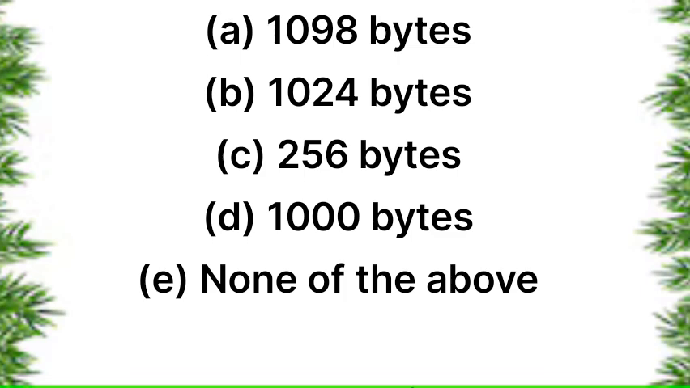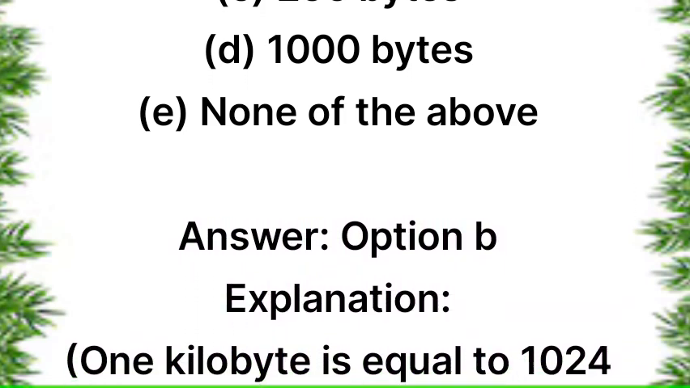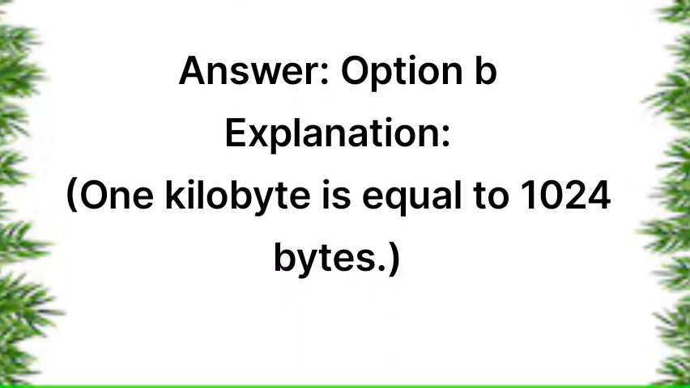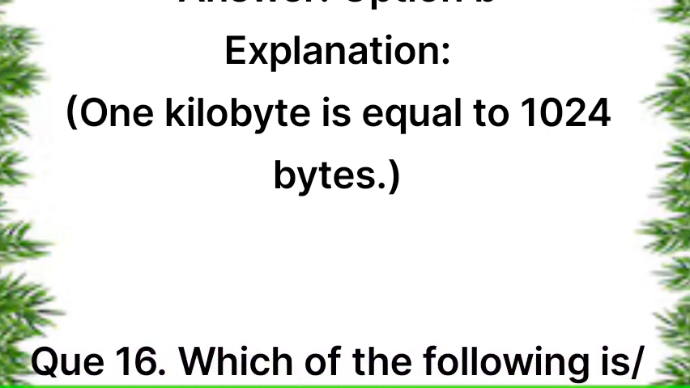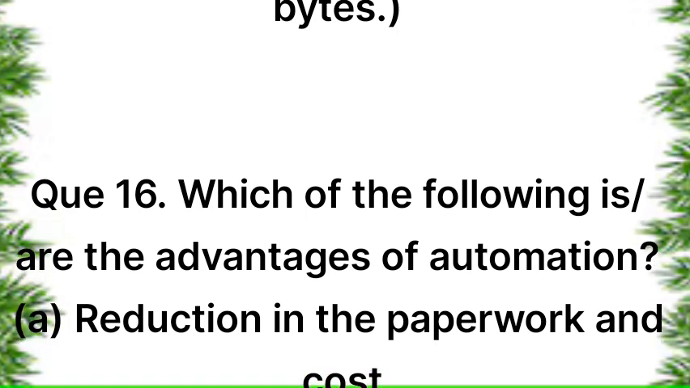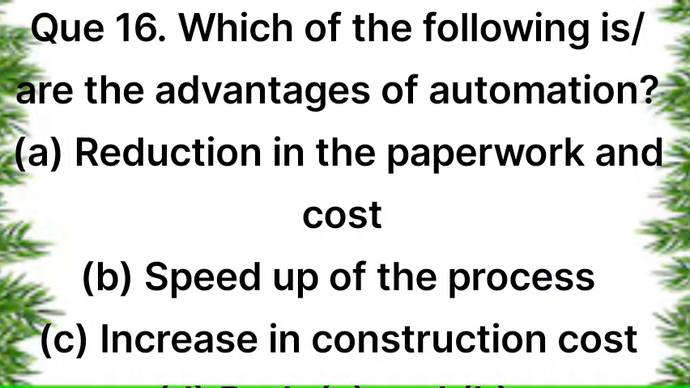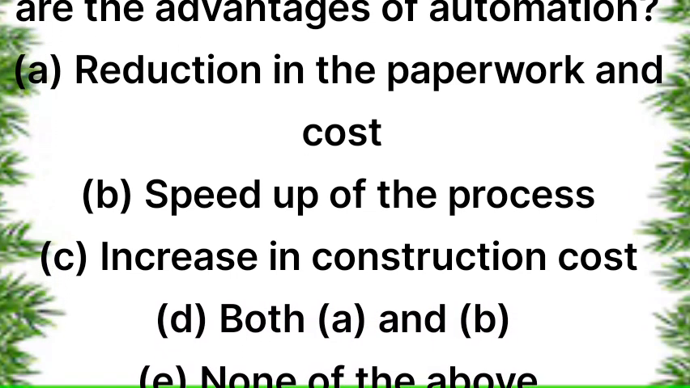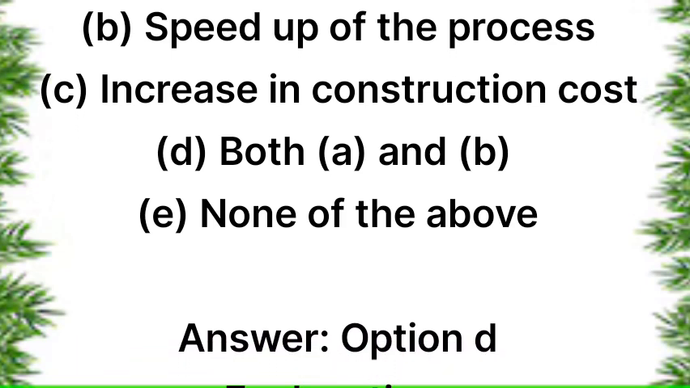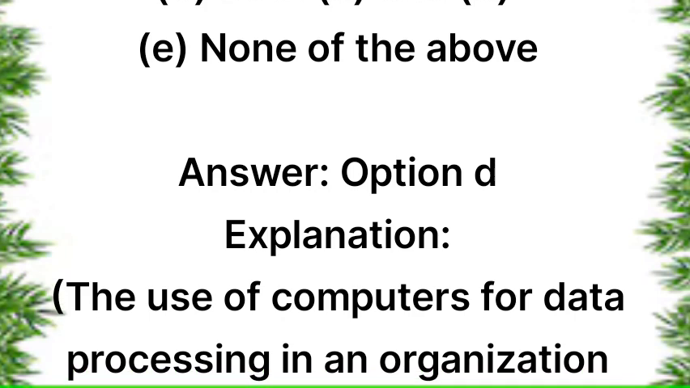Q16. Which of the following are the advantages of automation? A. Reduction in the paperwork and cost. B. Speed up of the process. C. Increase in construction cost. D. Both A and B. E. None of the above. Answer, option D. Explanation. The use of computers for data processing in an organization leads to a reduction in paperwork and results in speeding up the process. Automation means the execution of the work done automatically without any human intervention.